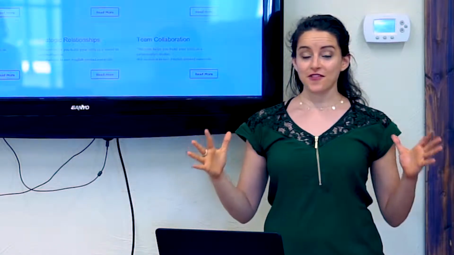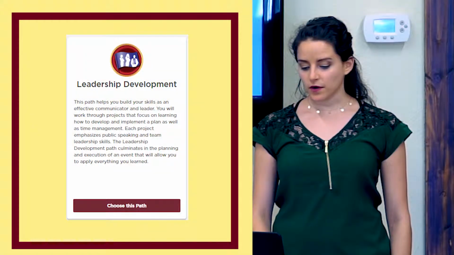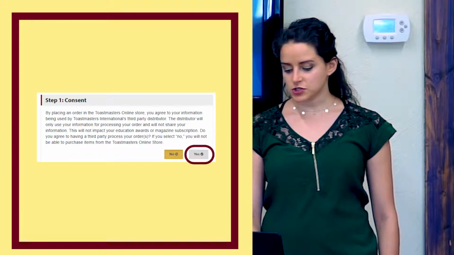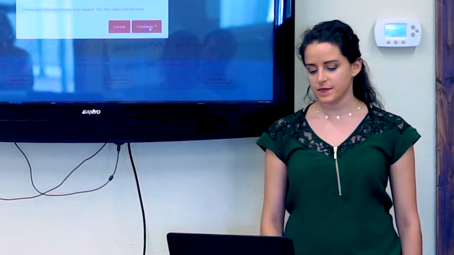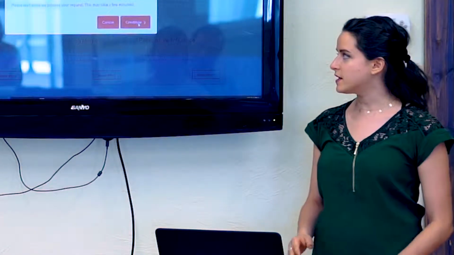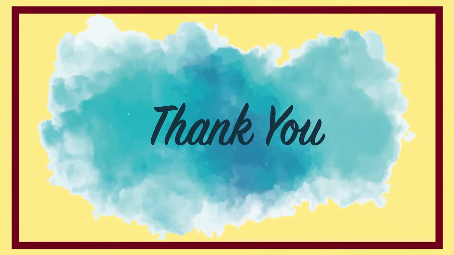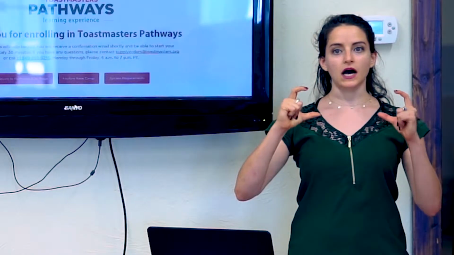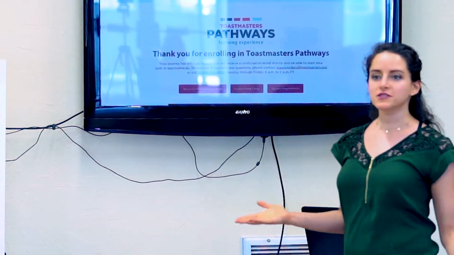Okay, so now you've gone through the process of which path do I choose? All you have to do in order to choose a path is click on choose this path and say, yes, I'm sure that I want to select this path. When you choose to select the path, it will take you to another page where it will say, thank you for enrolling in Toastmasters Pathways, and it will take you to a few other options. It will automatically give you access online to the pathways that you chose. So this is how to choose your path.